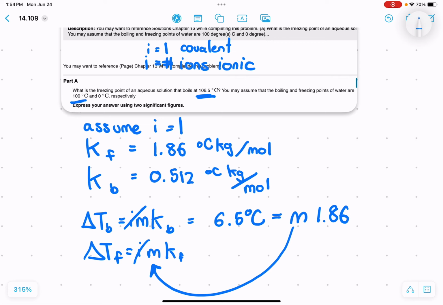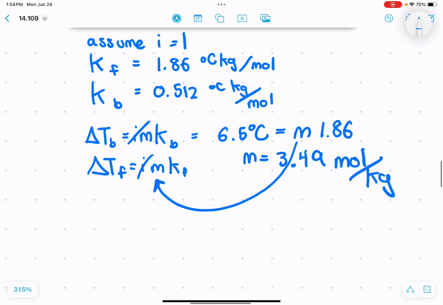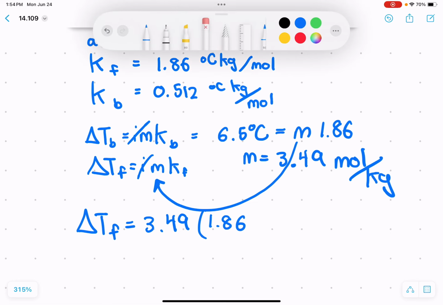So I'm going to take 6.5 divided by 1.86, and I get that the molality is equal to 3.49. And this is moles per kilogram solvent, just in case you forgot what molality is. And now I'm going to plug that back into this equation. Delta TF equals 3.49 times the KF, which is 1.86. Oh, I just realized I did that wrong. I'm sorry, guys. Let me back up a little bit. I used the KF, not the KB up here.